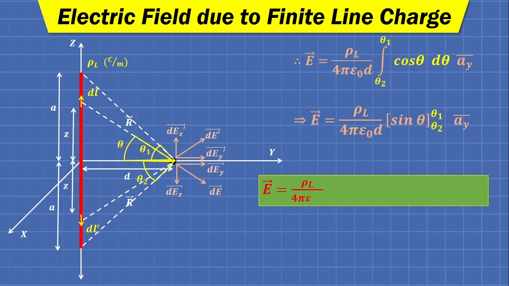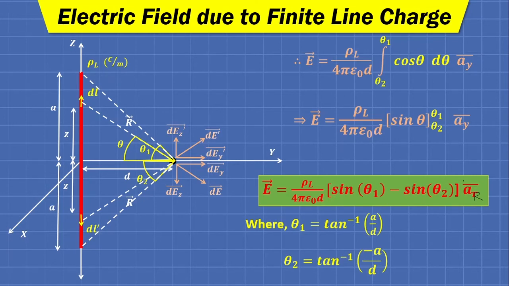Putting the values, we can have an equation of field intensity at point P as rho L upon 4 pi epsilon 0 d into sin theta 1 minus sin theta 2 AR bar. Here AR bar is the general form of equation. It shows that you need to consider the distance vector. Actually this should be capital R. So we need to consider the direction of the distance vector. So from this equation we can find the electric field intensity due to any finite line charge at any point in the space.